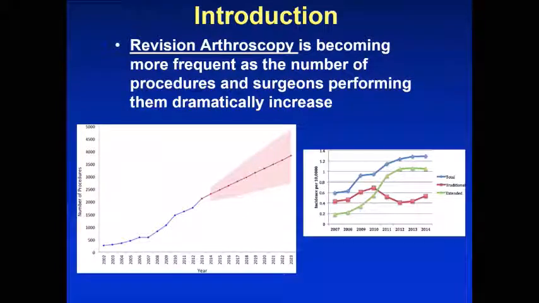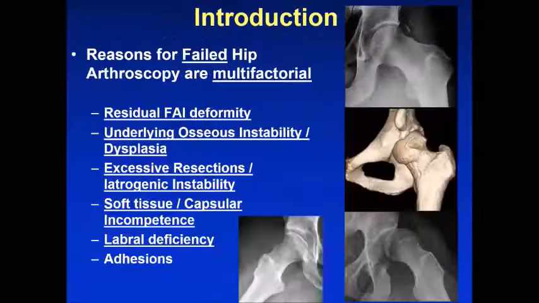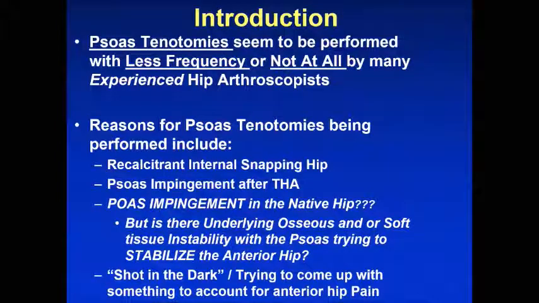So revision arthroscopy is becoming more frequent as the number of procedures and surgeons performing them dramatically increase. Reasons for failed hip arthroscopy are multifactorial. We've heard about it: residual deformity, osseous instability or dysplasia, excessive resections with the potential for iatrogenic instability, soft tissue or capsular incompetence, labral deficiency, and adhesions. Psoas tenotomies seem to be performed with less frequency or not at all by many experienced hip arthroscopists.